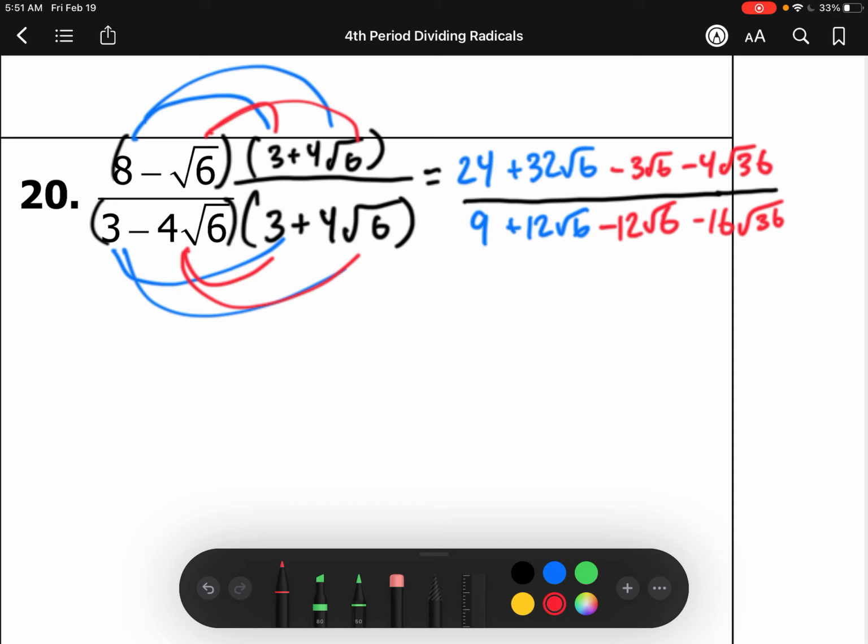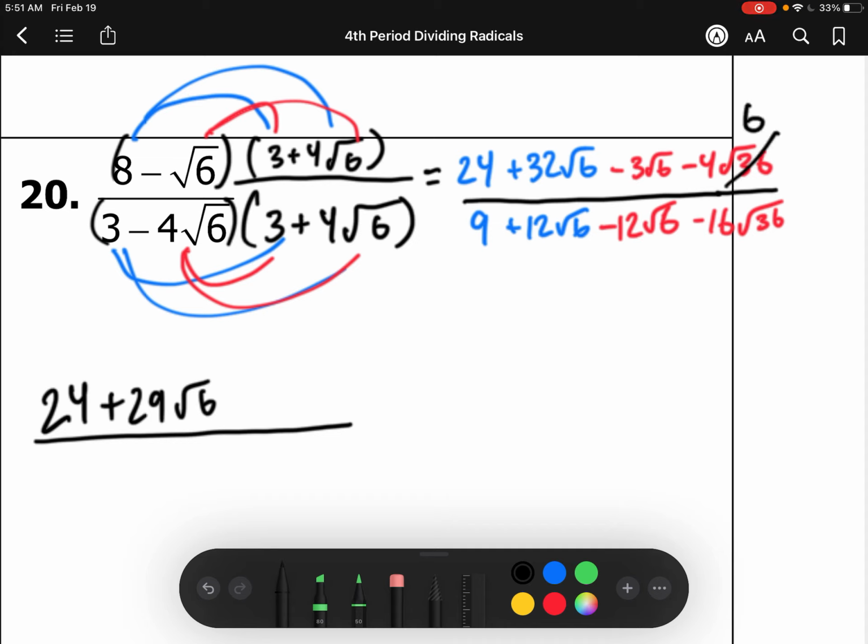So if you look at these two terms right here, they have a like radicand, right? So let me go ahead and write my line right here. All right, so let me actually write it over here. So I'm just going to write 24 down, right? So 24. And then I have 32 times the square root of 6 minus 3 times the square root of 6. Since they share a common radical, we can combine the coefficients. And 32 minus 3 is plus 29 times the square root of 6. Over here I have the square root of 36 is 6. So negative 4 times 6 is going to give us negative 24, right?